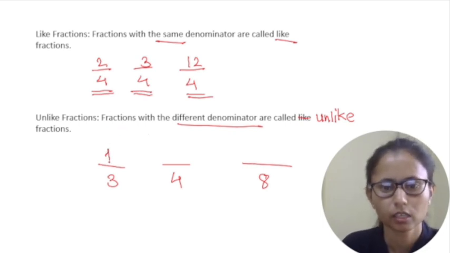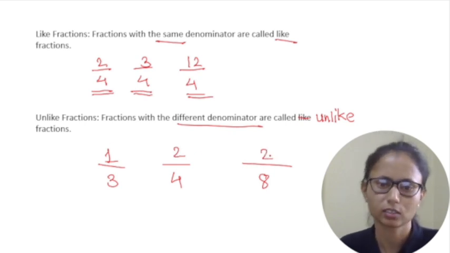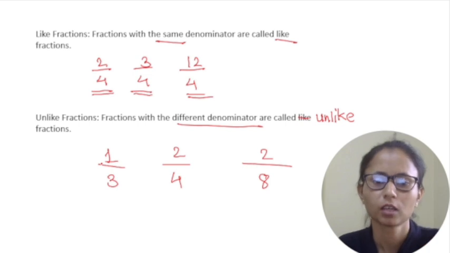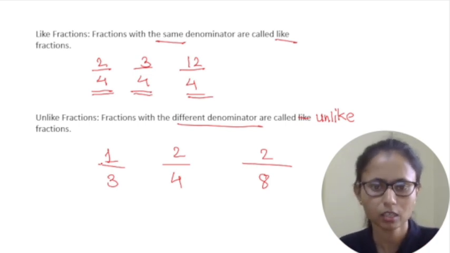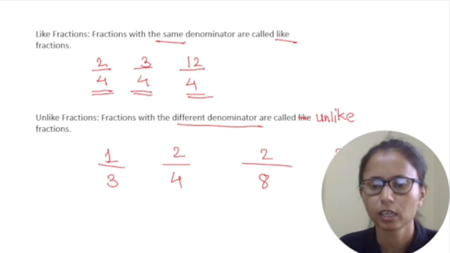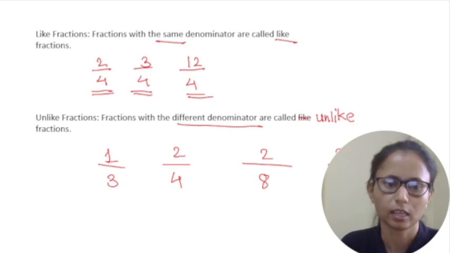Here we will take 1 by 3, 2 by 4, again 2, that is also okay. Here also we will take 2 by 3, it's okay. So we just need to check the denominator. If it is different, then it is an unlike fraction. We can take more fractions also, like 3 by 4, 10, 5 we can take. So these are unlike fractions.